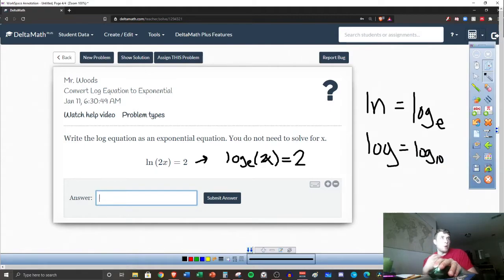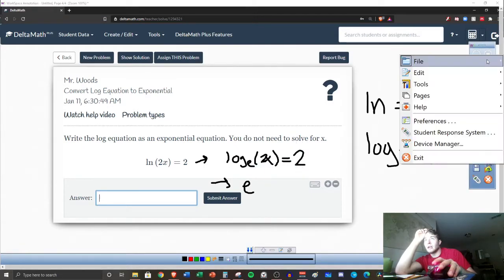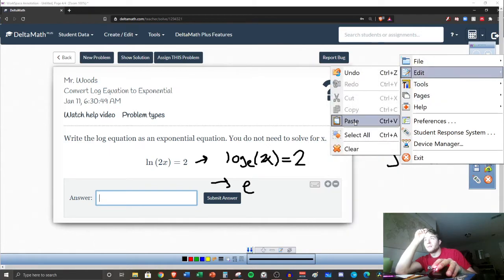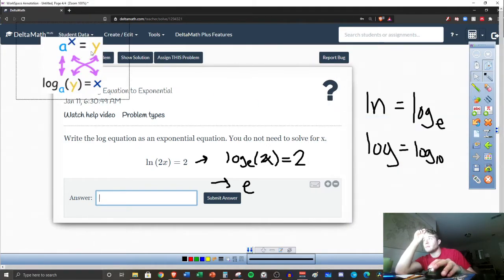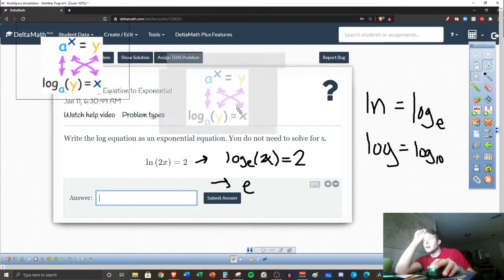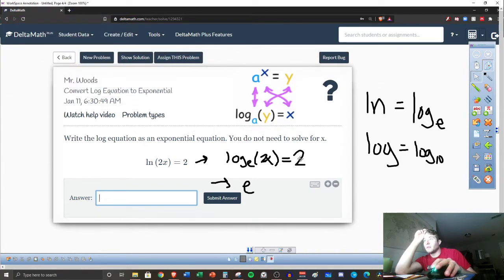I'm going to give you plenty of questions on here to make sure you see different examples. But let's go ahead and rewrite this. This is going to be base e, and we're going to raise it to the 2. Again, let's paste in our formula here. Whatever's on the right side goes up to the exponent. So this is 2 equals 2x. So e to the 2 equals 2x.